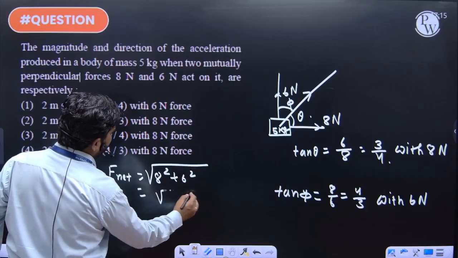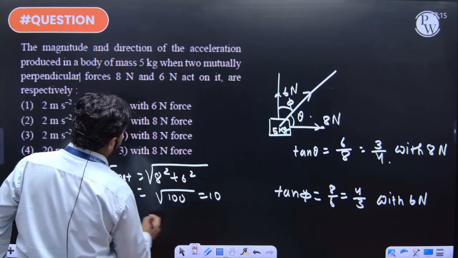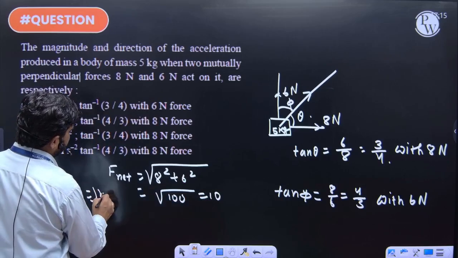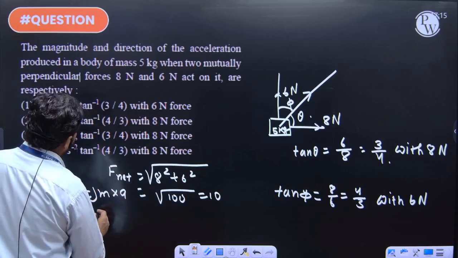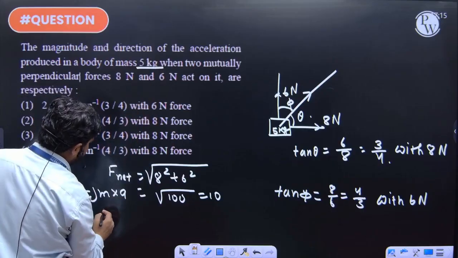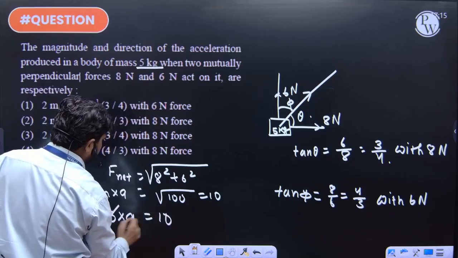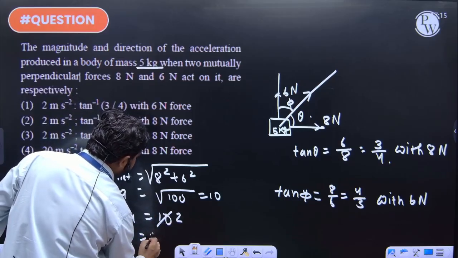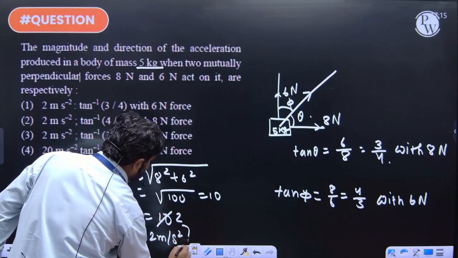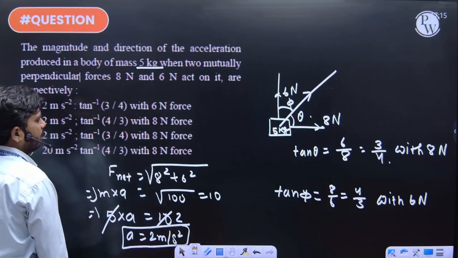64 plus 36 root over 100, so that comes out to be 10. F net is equal to mass into acceleration, m into a. Mass is 5 kg, so 5 into a is equal to 10. So a is equal to 2 meter per second square. So acceleration is coming out to be 2 meter per second square.